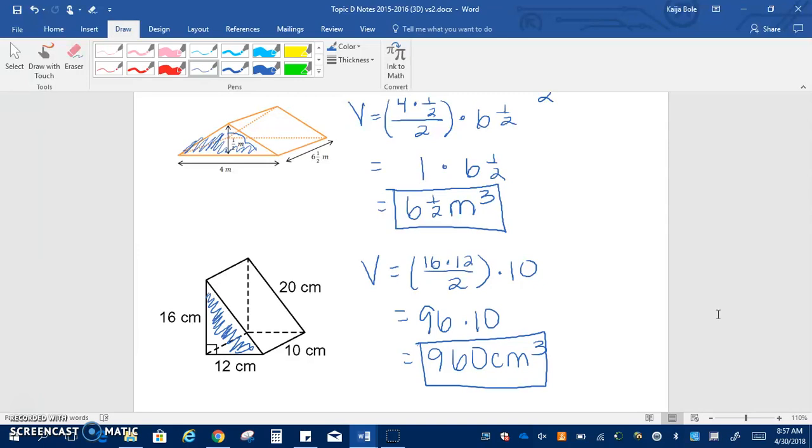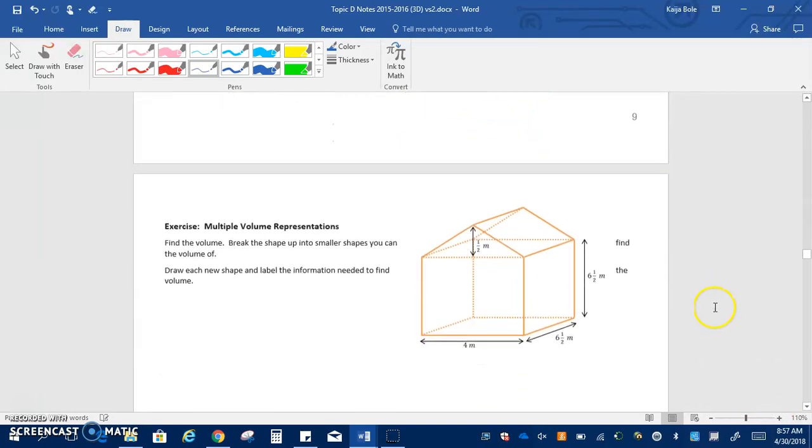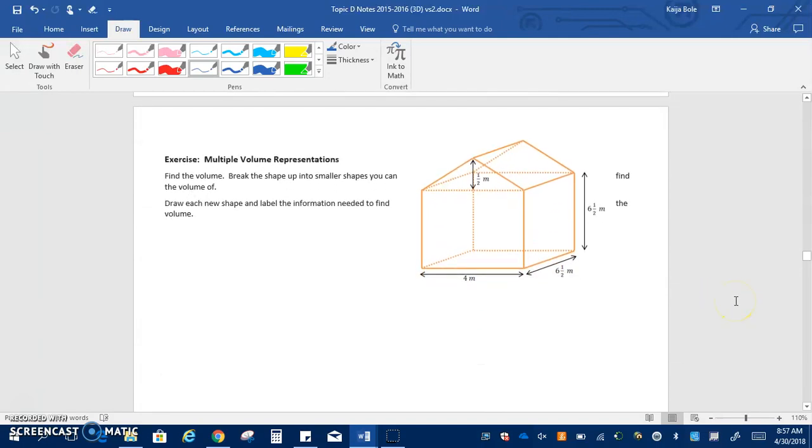Alrighty. So if you look at the next page, this has got a multiple volume representation. So we have a few different shapes here that are kind of put together that we would have to find the volume for. So I'm going to give you some hints, and then I want you to try this one on your own. So if you look, we have this top part. So you're going to have to find the volume of the top. And then you're going to have to do the volume of this bottom part, or the base. And then I think from there you should be able to figure out what to do.